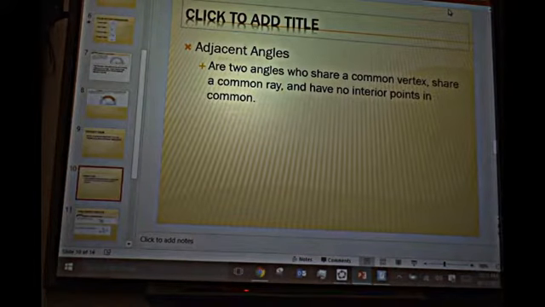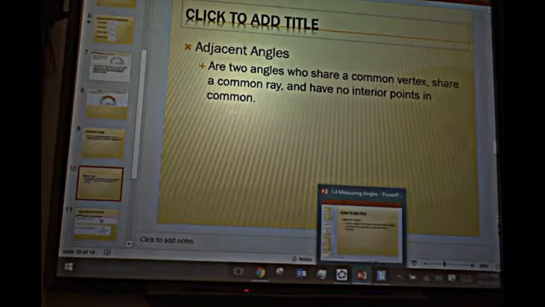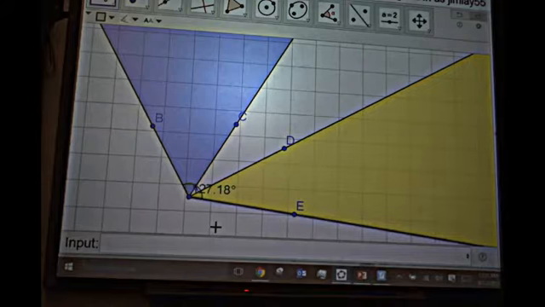So two adjacent angles: common vertex, common ray, and no interior points in common. And it's really important that we satisfy all three of those conditions. I'll give you some visuals here of situations in which we have adjacent angles and situations in which we don't. It's going to be important to be able to identify them because throughout the year we'll have rules that say this only works with adjacent angles, this works with non-adjacent angles, and so on. So it's pretty important that we're able to recognize those things.